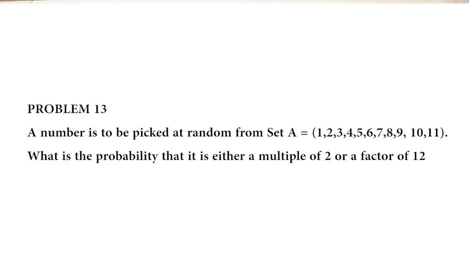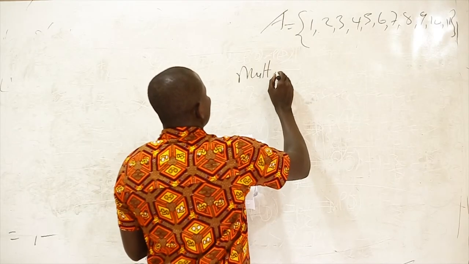13. A number is to be picked at random from the set A, which is 1, 2, 3, 4, 5, 6, 7, 8, 9, 10, possibly 11. A number is to be picked at random from this set. Then he says, what's the probability that the number is either a multiple of 2 or a factor of 12? So here, let's look at multiples of 2. Then I'll show you something. Multiple of what? Of 2.